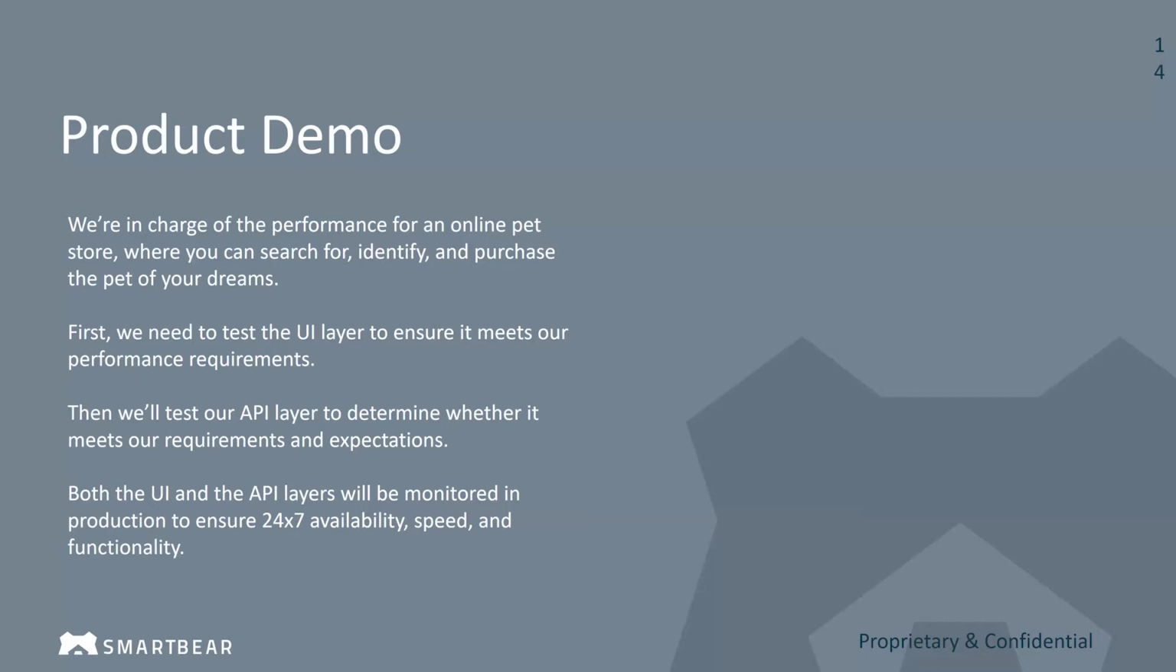So essentially, we have created a pet store. So you can search for, pick out, and add any pet that you'd like to your cart, and we have both the UI and the API layer. So we'll be running load tests on the UI layer, then load test the API layer, and then we'll set up monitors for both the UI and the API layer to make sure that those things are functioning as you intended. So I'll hand it over to you, Keshav, if you want to get started.